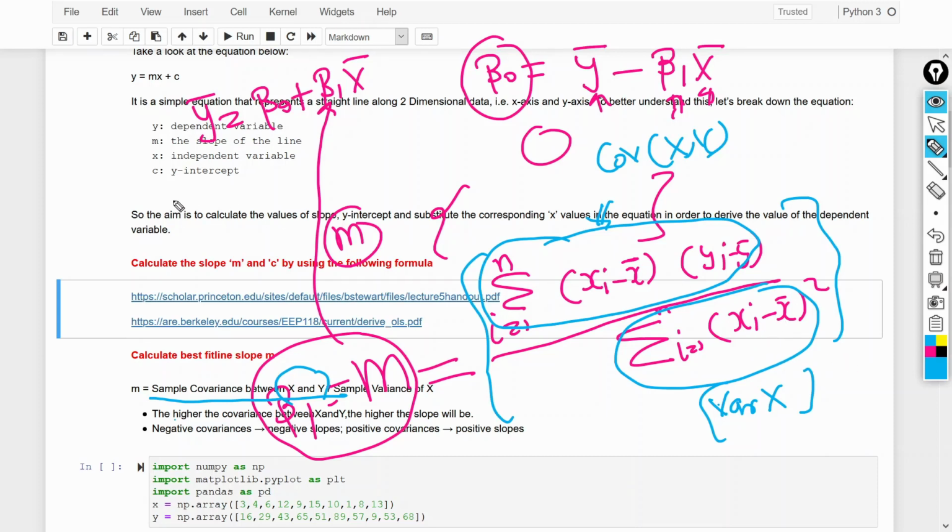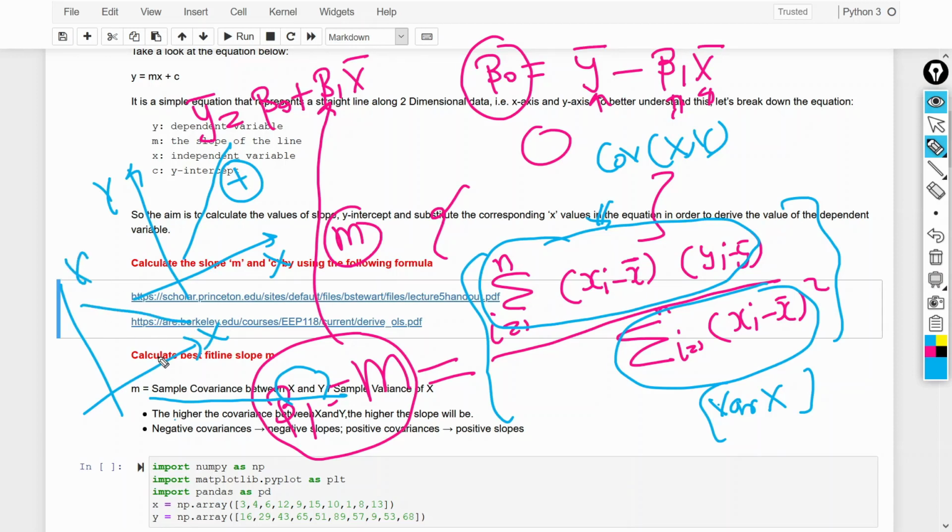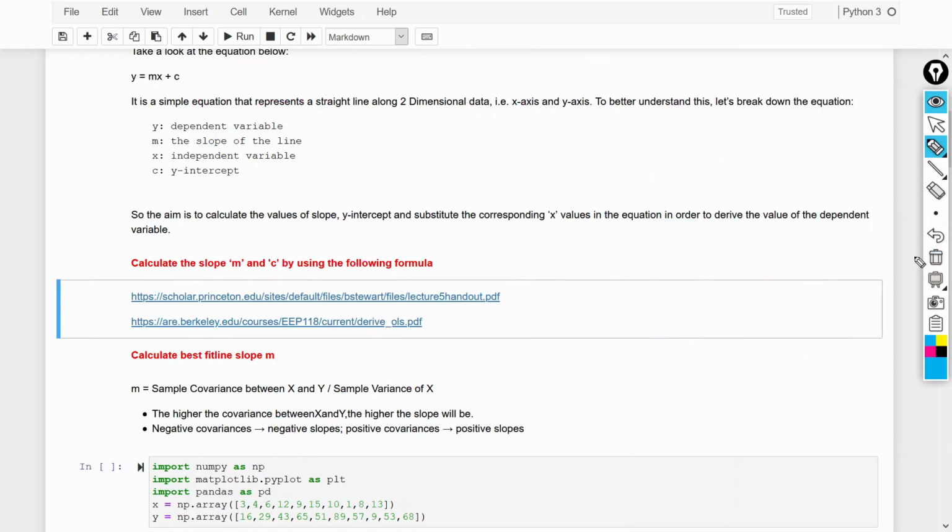Covariance means, this is your x, this is your y. If x is increasing, y is also increasing, it means they are positively correlated. If x is increasing and y is decreasing, it is negatively covariant. This is called covariance. The higher the covariance between x and y, the higher the slope will be.